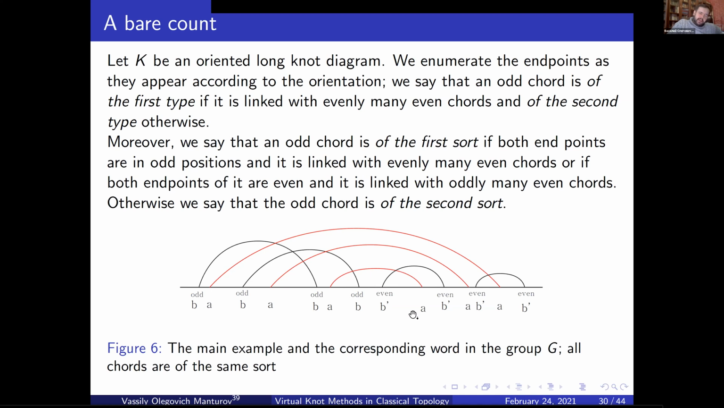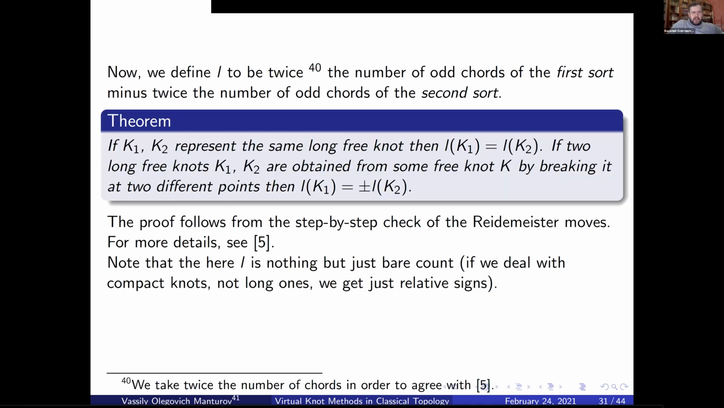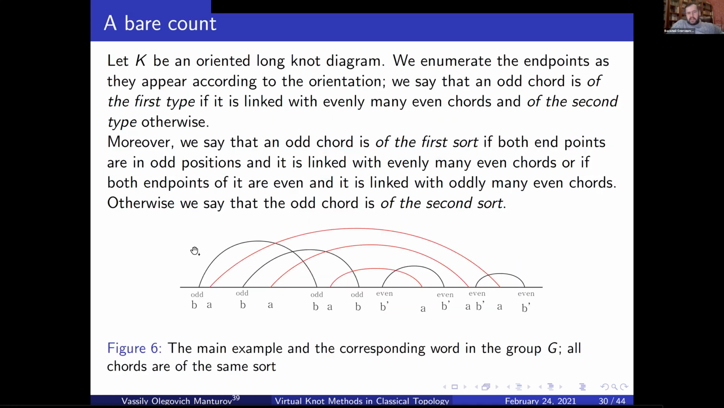So though this B and B prime are B and B prime, so one has a prime and the other does not, they are counted the same for the bare count, because one of them has even ends and the other one has odd ends. So allow me to formulate the main theorem for the bare count, which was the first theorem in that direction. So actually, I want to count these B's and B primes with respect to the sort.